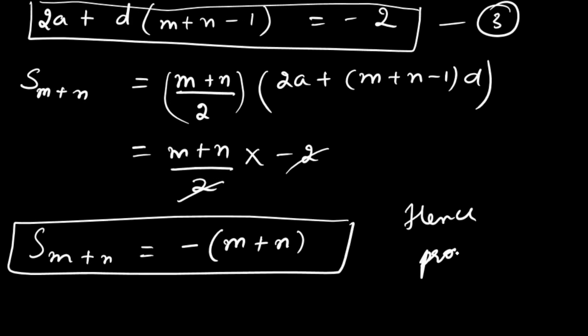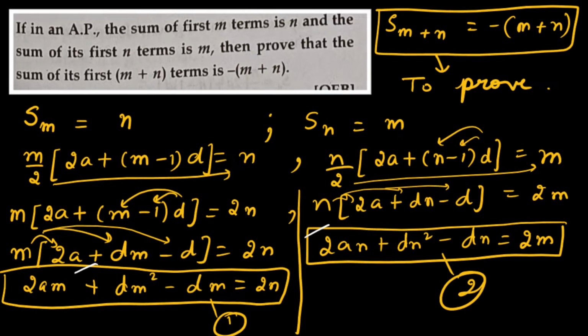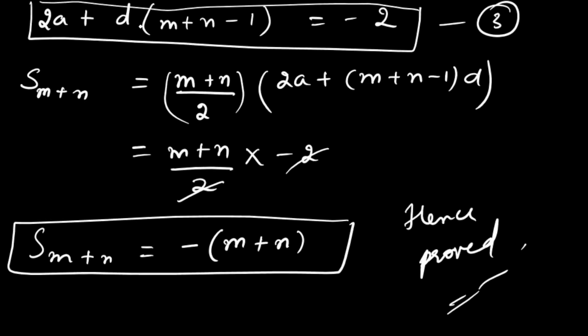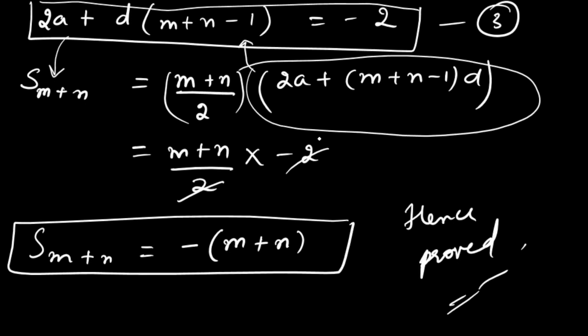So this question was very lengthy but a little bit logical as well. How we started, I'll just show you from the start: it was given to us Sm is equal to n and Sn is equal to m. We used the formula of Sm and Sn and got two equations. Then we subtracted the two equations. After simplification, we got 2a plus d into m plus n minus 1 is equal to minus 2. Then we used the formula of S m plus n, and here we substituted the expression's value which we got as minus 2, and we got the answer.